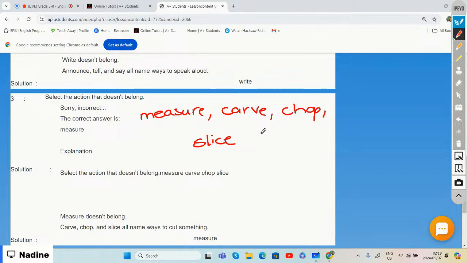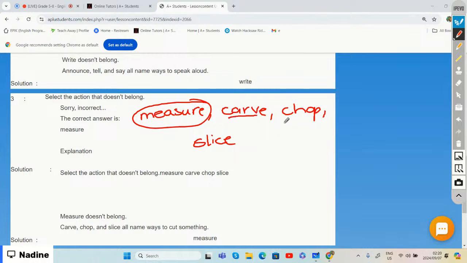All right. And if we were to identify the word that doesn't belong within that group of words, because it's not a sentence, a word that is not related to the other words that we have identified, then we can say the word measure. Yes, measure doesn't belong, right?